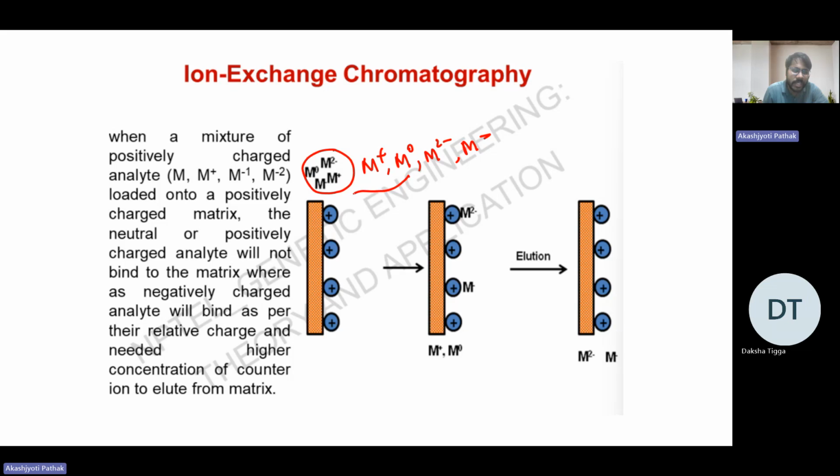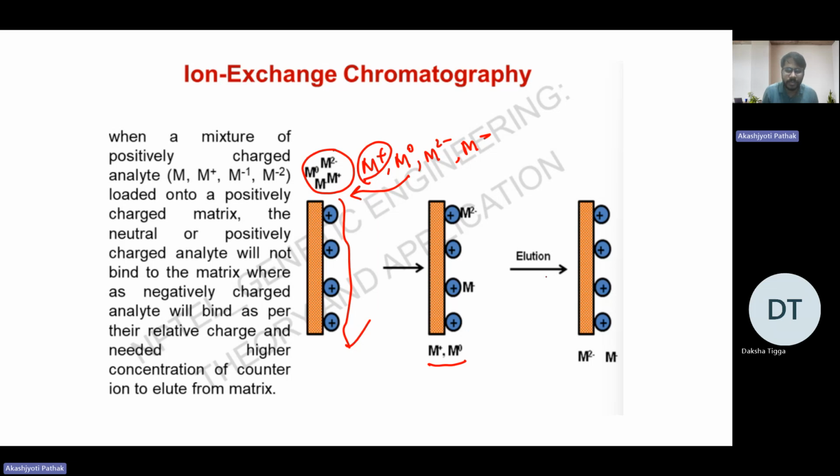If you pass all these, then which of these molecules will have higher affinity? The one which has a 2 minus charge will have more affinity for the matrix compared to the one which has positive charge. The one which has positive charge will get eluted very fast. That will not interact with the column. When you pass the mobile phase, it will come out with the mobile phase. The one which has neutral charge will also not interact. So at a very low elution volume, or the retention volume that I was discussing, your M plus and M0 will get eluted.